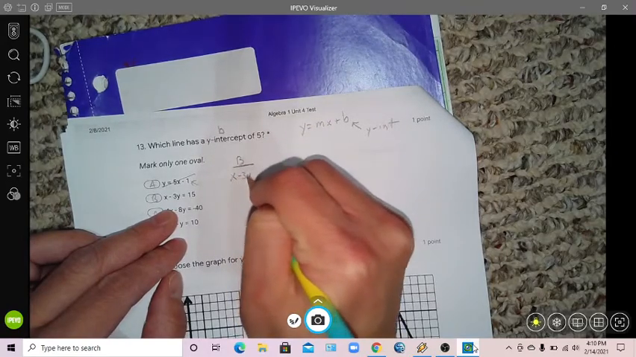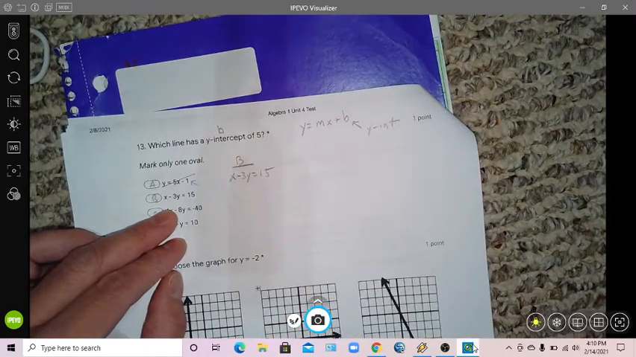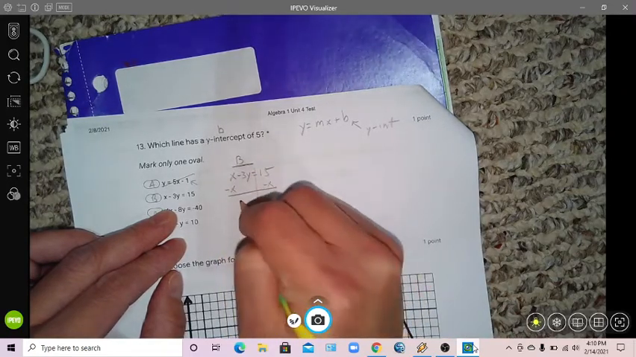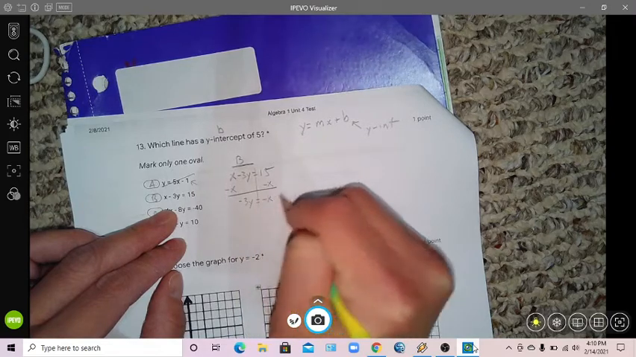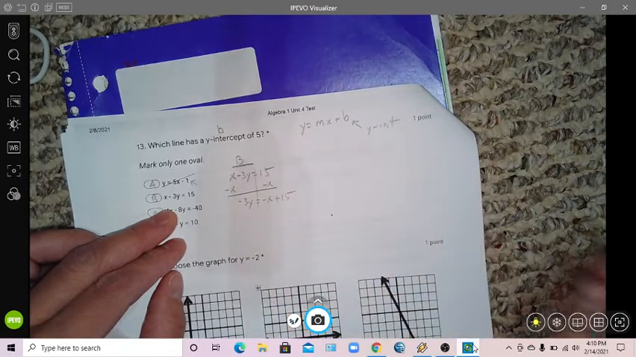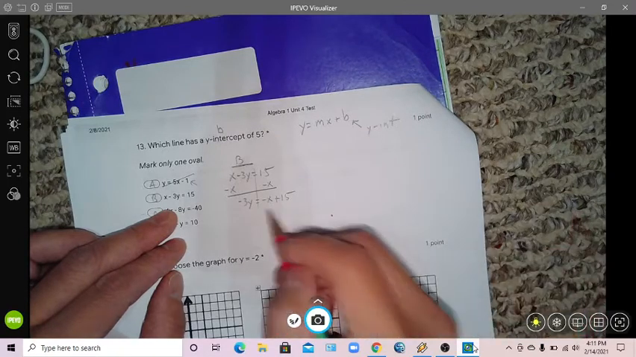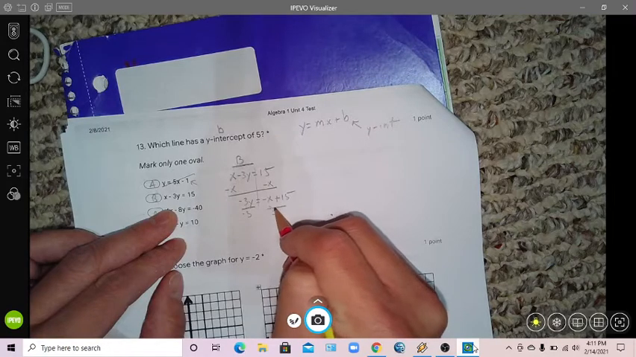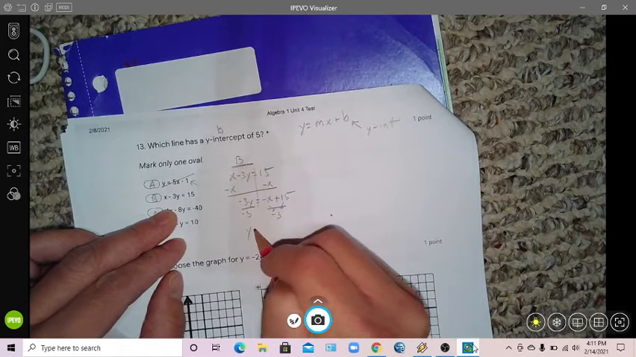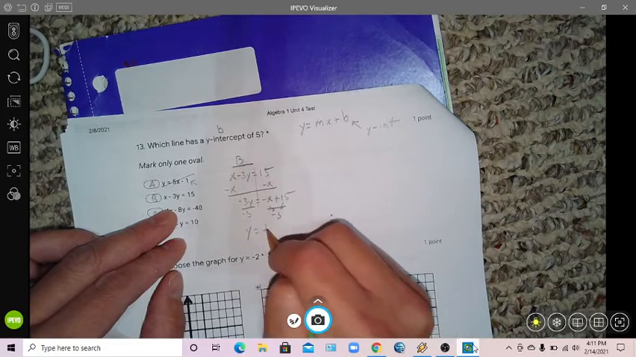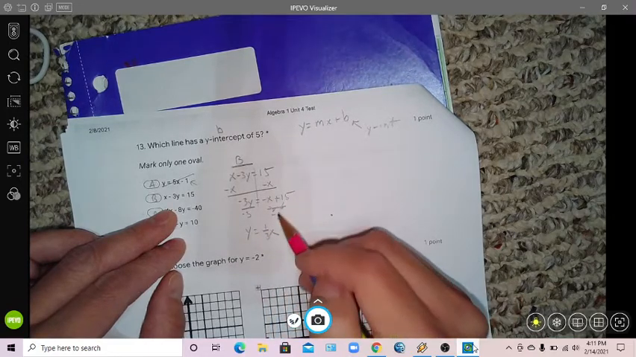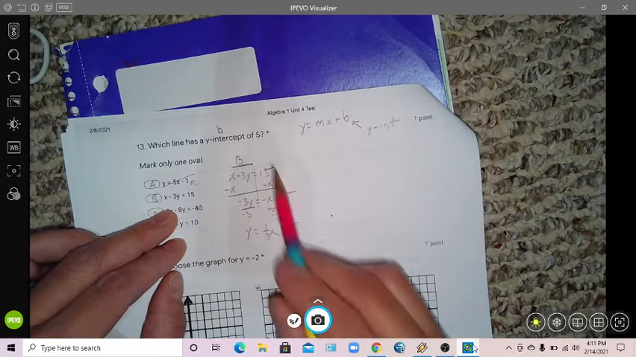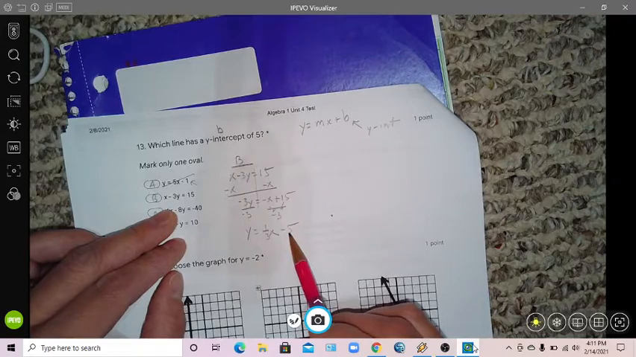x minus 3y equals 15. Alright, let's solve for y. Let's get the y by itself. Minus x, negative 3y equals negative x plus 15. And divide by negative 3. Divide by negative 3. Okay, so I get y equals -1 divided by -3, that's 1/3 x. 15 divided by -3, that's a -5. The y-intercept here is -5. I want a y-intercept of +5. Okay, so it's not B.